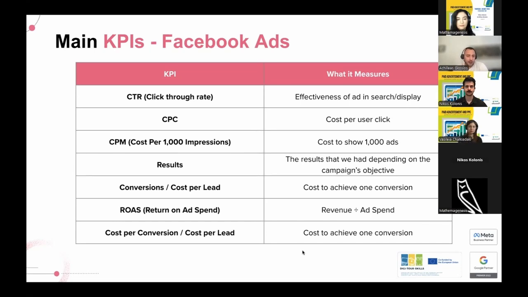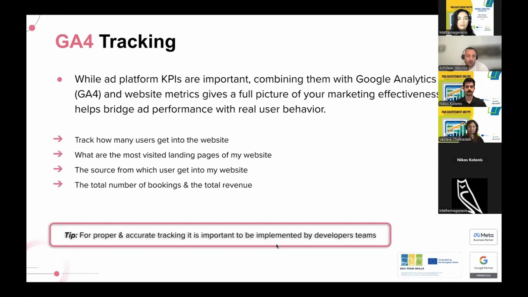Most of the metrics and KPIs are the same in Facebook ads. It depends on the objective and the goals that we have. And finally, there is one powerful tool, Google Analytics 4. This is a platform that combines all the different metrics and KPIs from the different platforms like Facebook ads and Google ads, and gives us the whole view of our digital marketing efforts and marketing effectiveness.